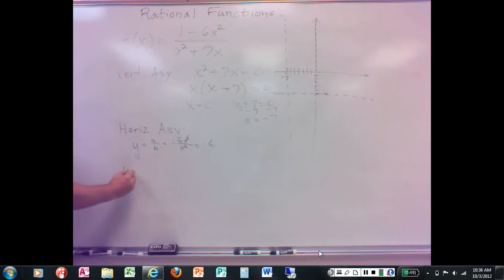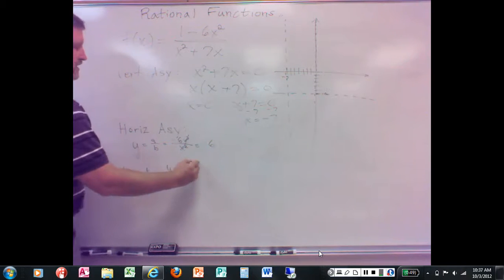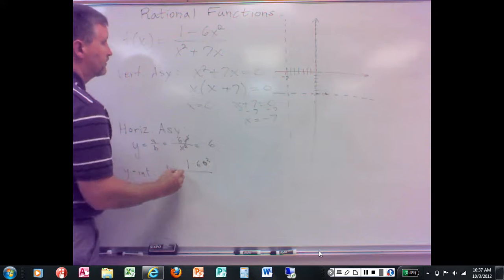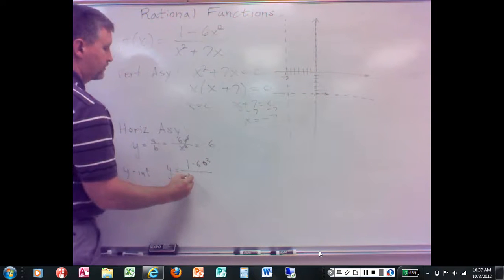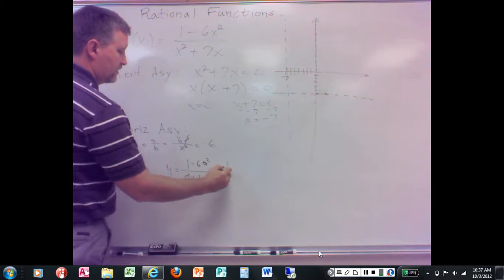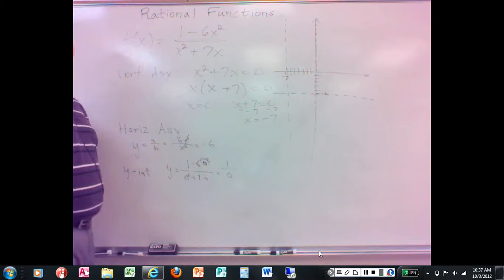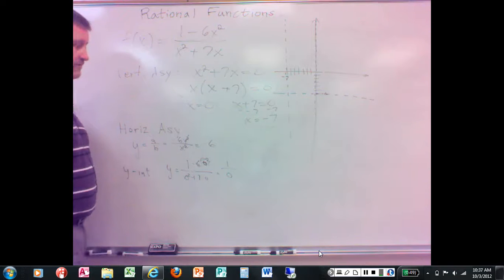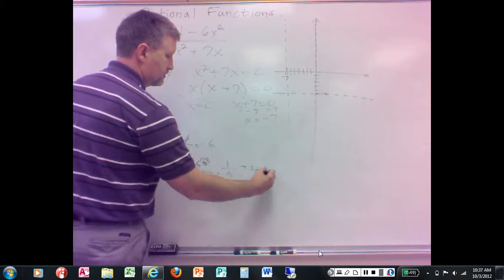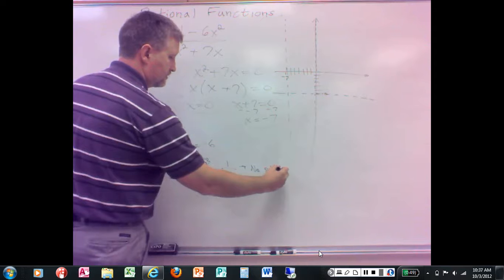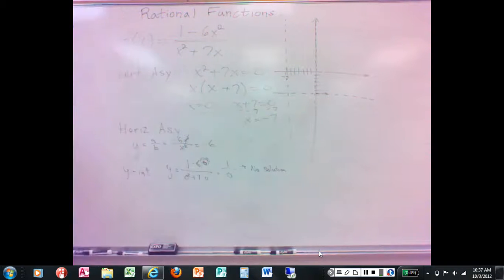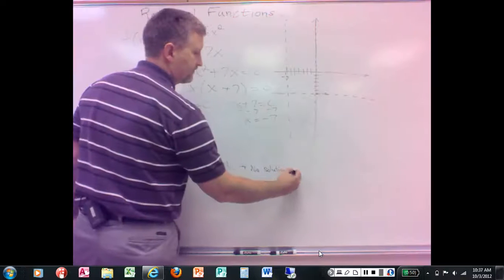All right, my y-intercept, set x to be 0. 1 minus 6 times 0 squared over 0 squared plus 7 times 0. Well, that's 1 over 0 plus 0, that's 0. What do you get if you divide by 0? It's not a real number, yeah. You can't divide by 0. You've got a vertical asymptote there anyway, so no y-intercept.